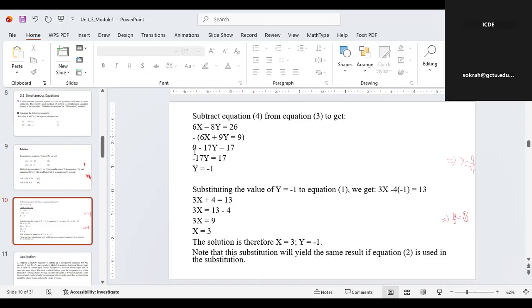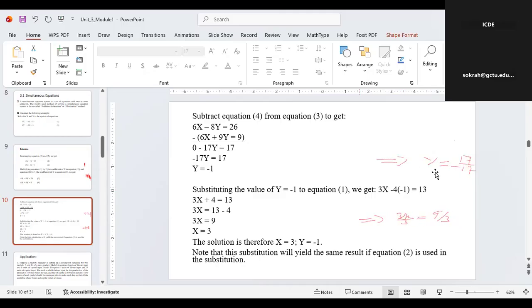So that's the subtraction I did here. So you have 0 minus 17y. Then 26 minus 9 will also give you 17. Okay, so now we are getting 0 minus 17y is equal to 17. So that gives us negative 17y is equal to 17. You divide through by what? Negative 17. That is what I did here.